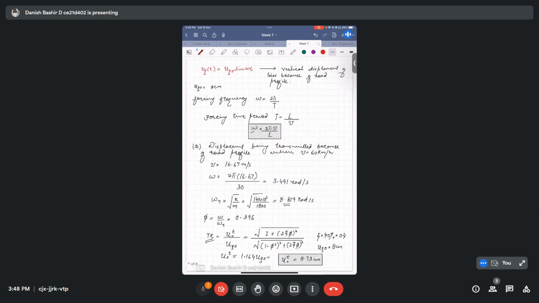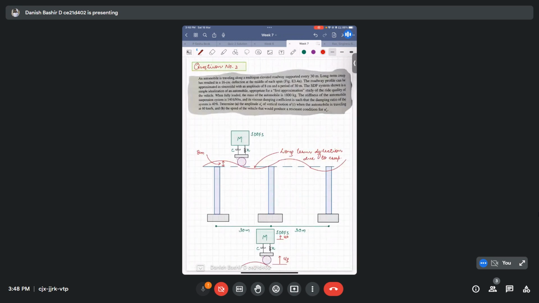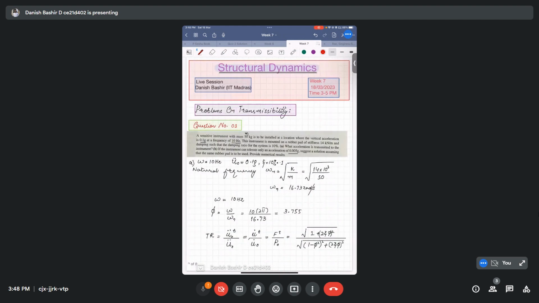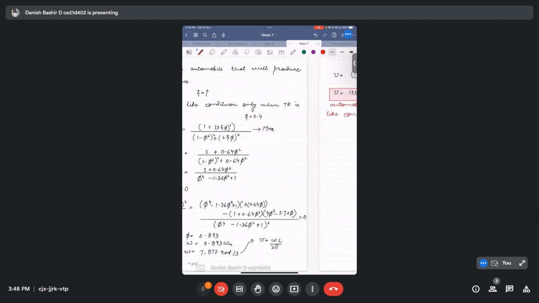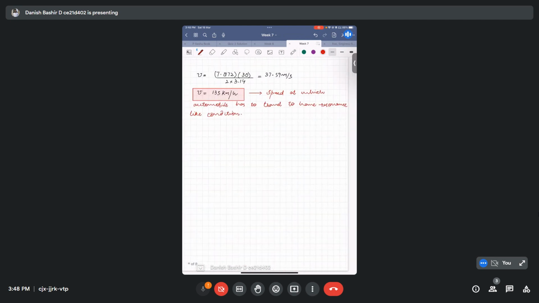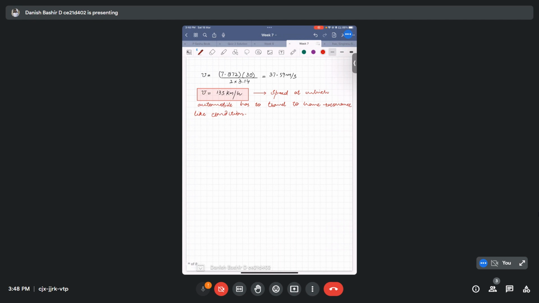These are the two problems that we discussed, and the theory of these two problems was already discussed last week, week 6. Moving forward, we have rotating unbalance and impulse response functions, where we will see what a Duhamel integral is. Let's take a 5-minute break.